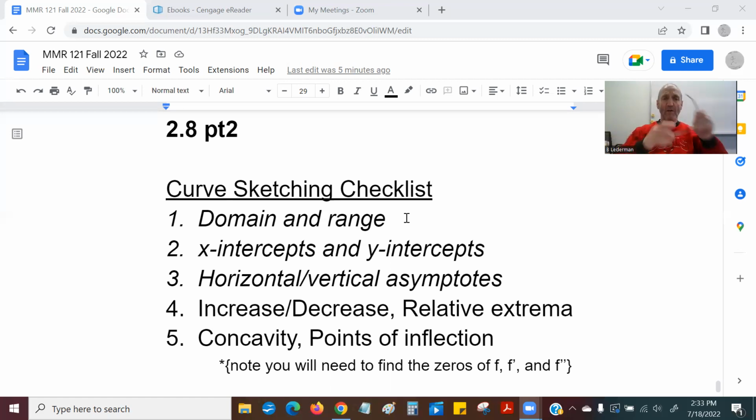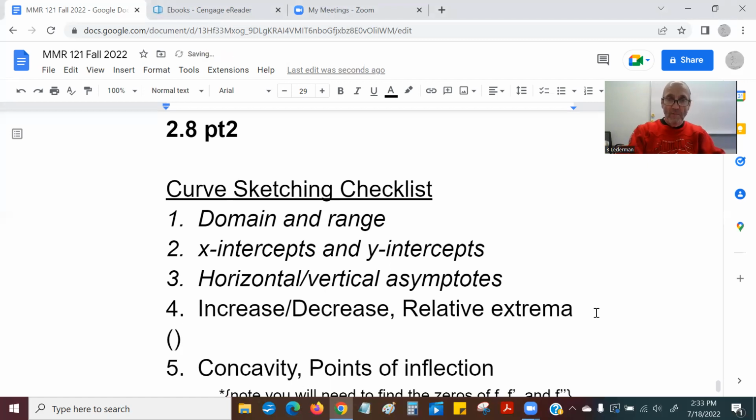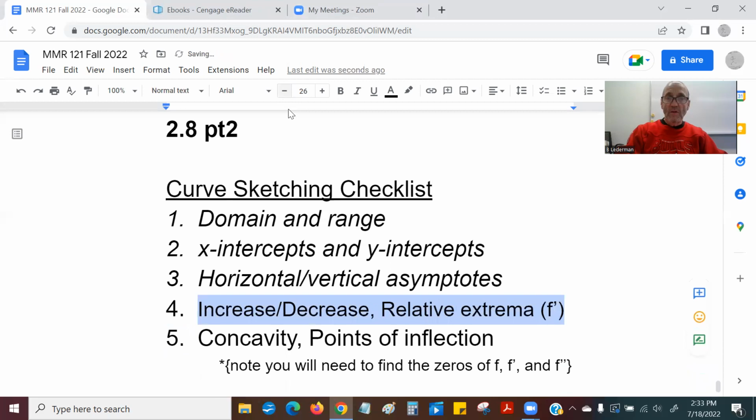I wanted to point out that in order to find the extrema, you're going to need to find f prime. And in order to find the concavity and the points of inflection, you're going to need to find f double prime. So the places where it's increasing and decreasing and the extrema, you're going to find with f prime.